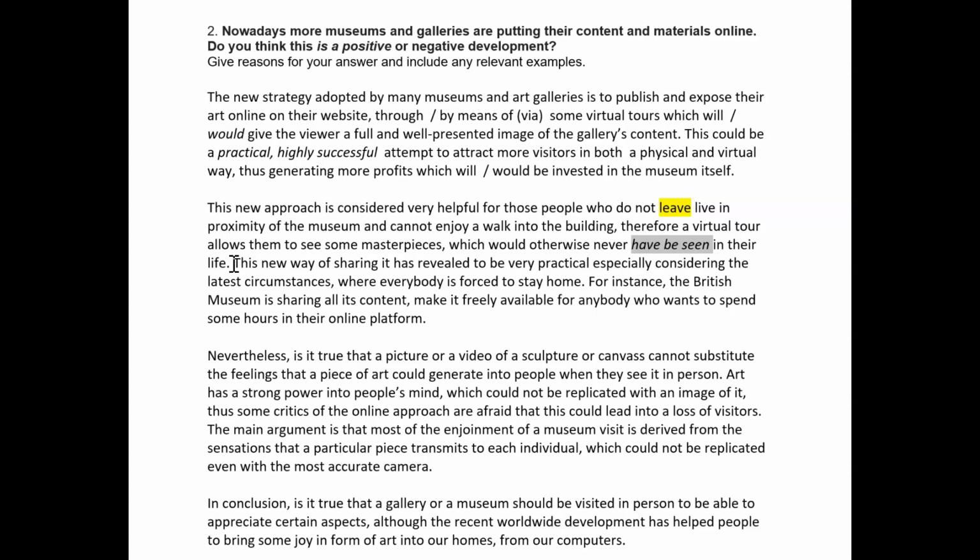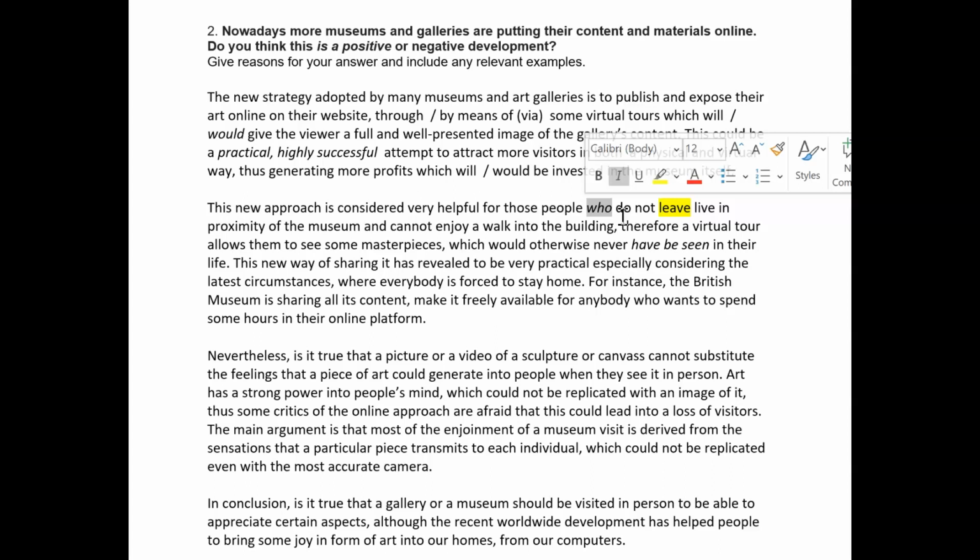There's a tiny chance they might see it at some point. They're not dead yet. So we have to keep this idea open, if you see what I mean, which would otherwise never have been seen in their life. Fabulous sentence. I love the complex sentences. Here you just need the relative clause who, relative pronoun who, because it's just for the people, it's not whom.